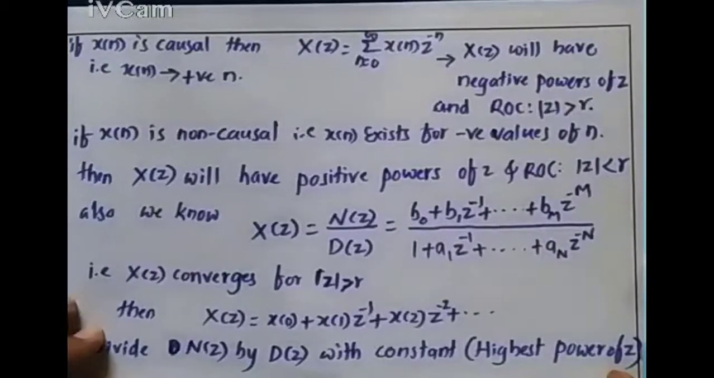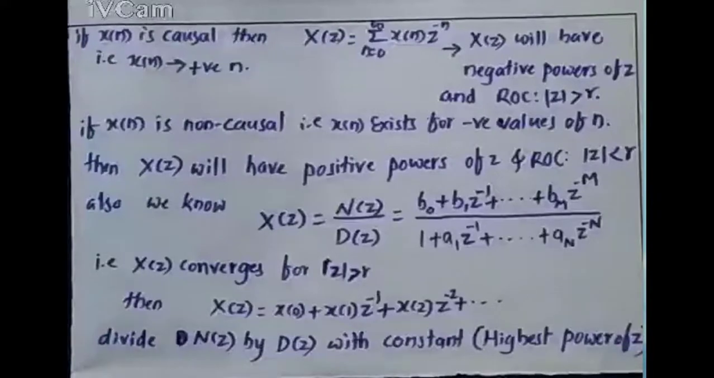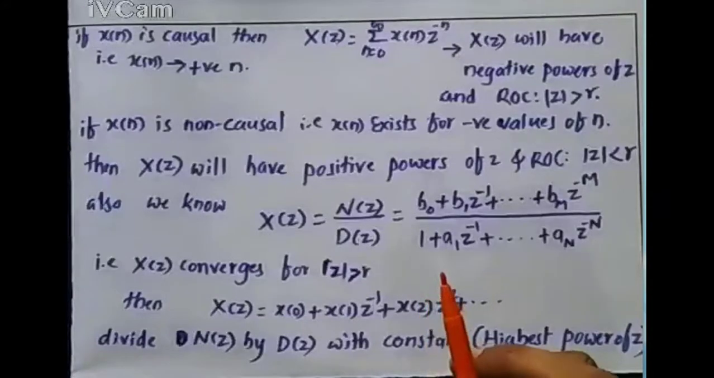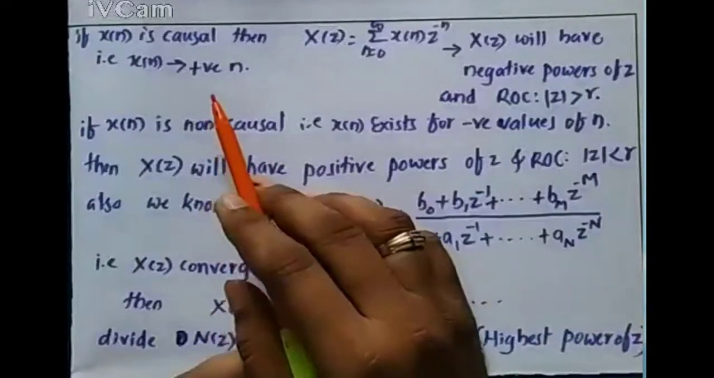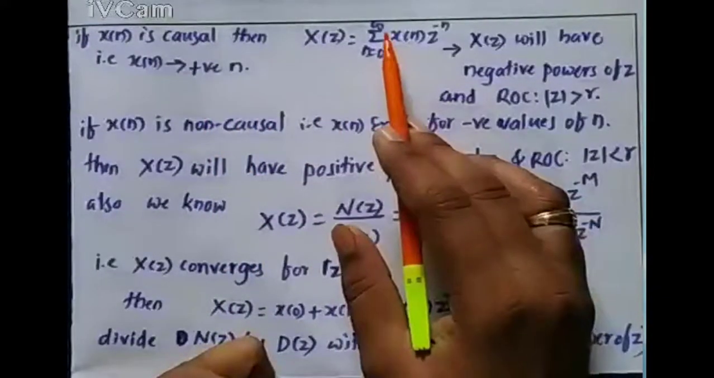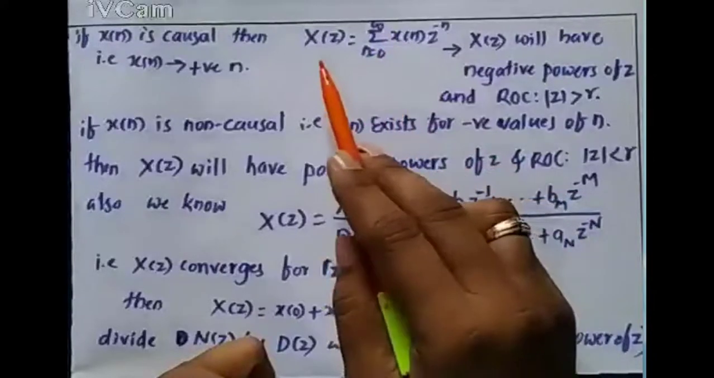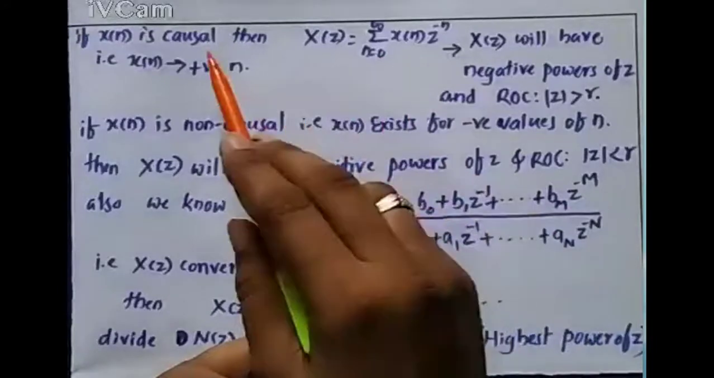I would like to highlight that once again here. If x of n is causal, we know the discrete time signal x of n is causal when it exists for only the positive values of n. For the negative values of n it is 0. In that scenario we would say it is causal. So for that, X of z will have n equal to 0 to infinity. See here, for the X of z the summation limits are changing because it is causal.